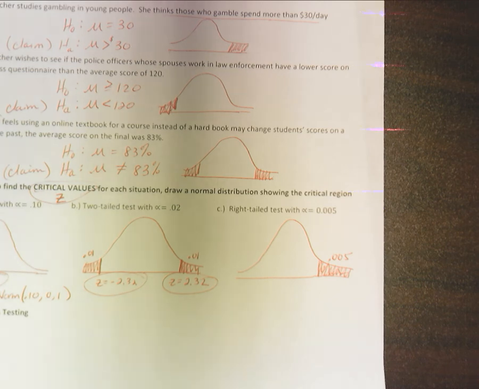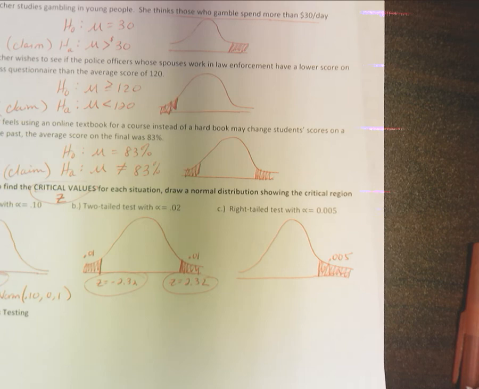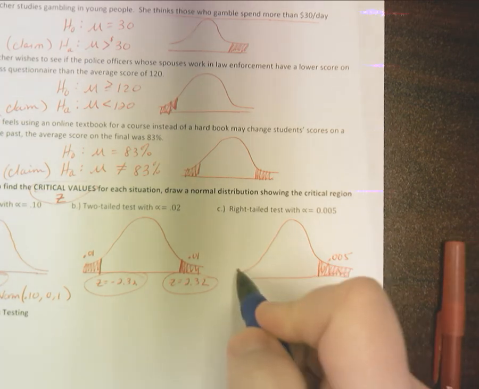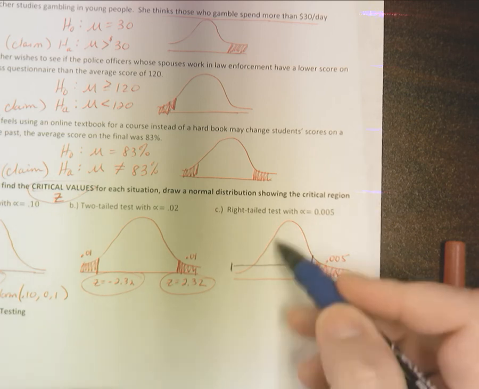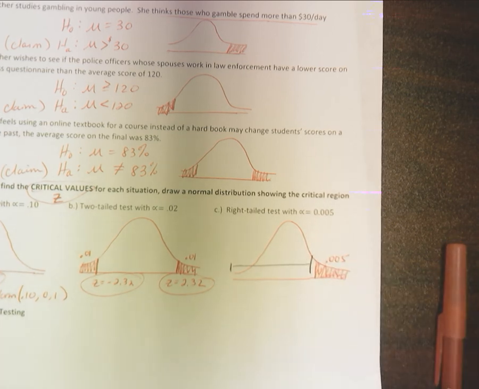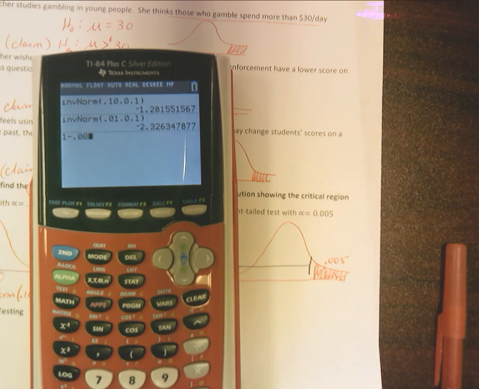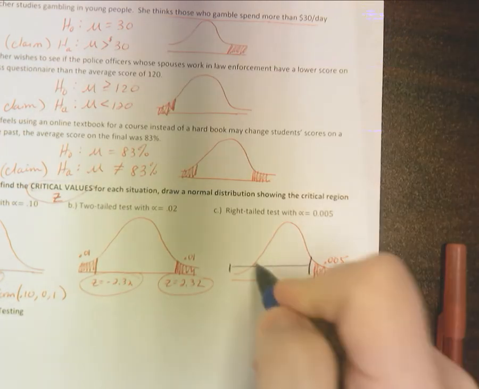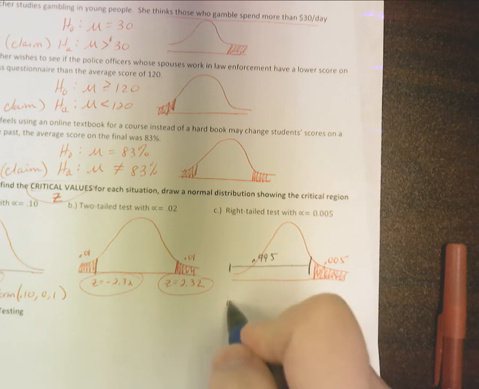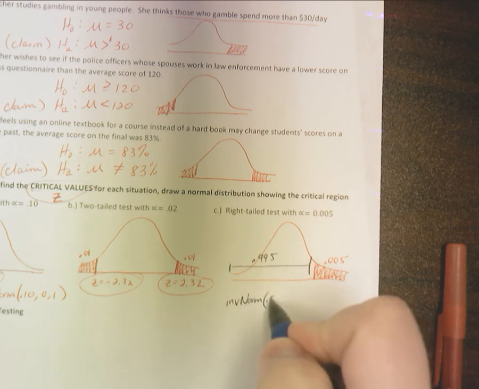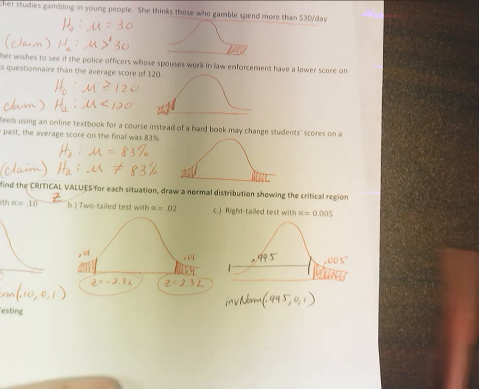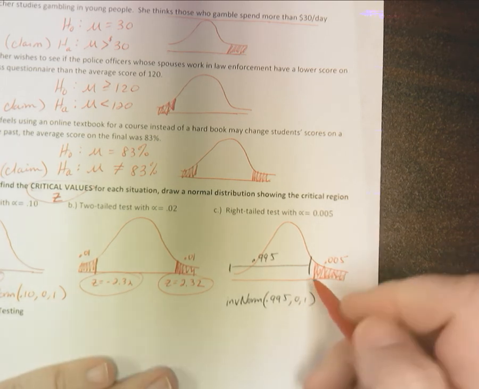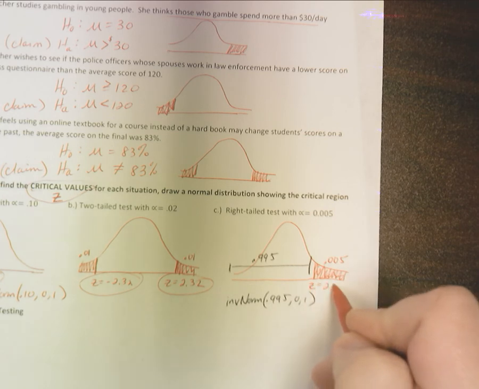All right, now remember this. You cannot put 0.005 in your calculator. No, no, no. Your calculator only goes from here to here, from the left region. So what is this left region here? That would be 1 minus 0.005, which is 0.995. That's what you're going to inverse norm. 0.995. And you will get this right here to be 2.58. Your Z is 2.58, okay?